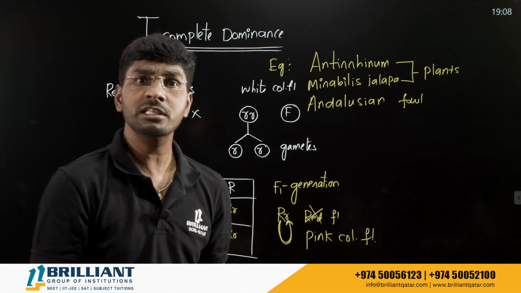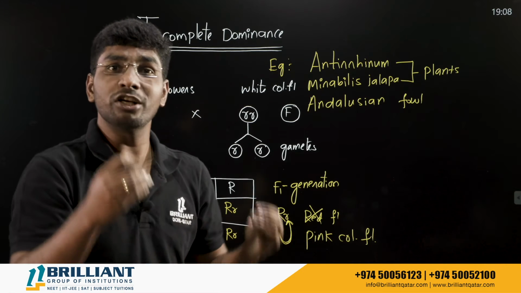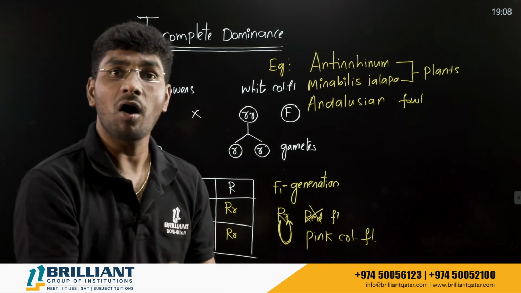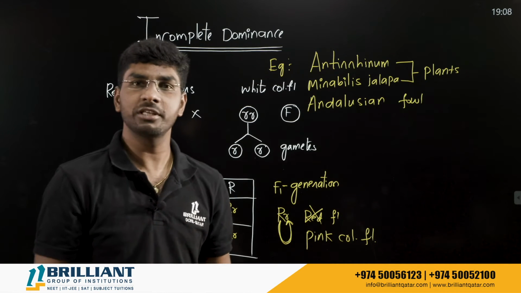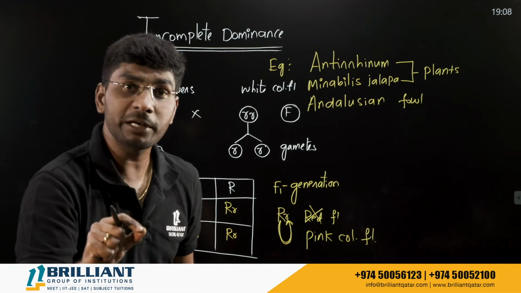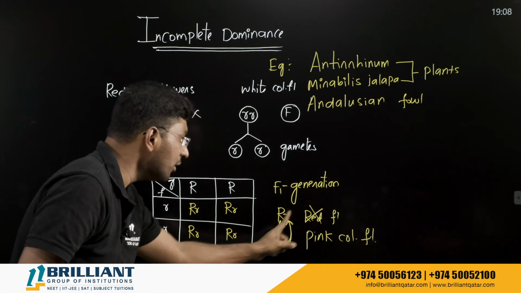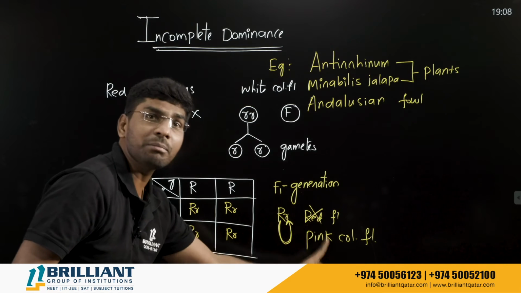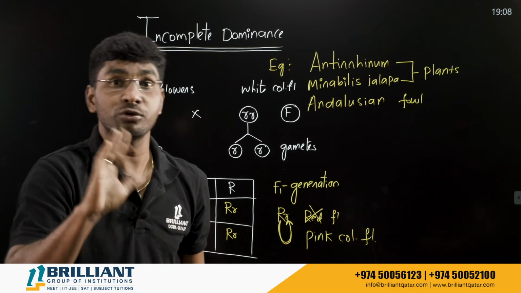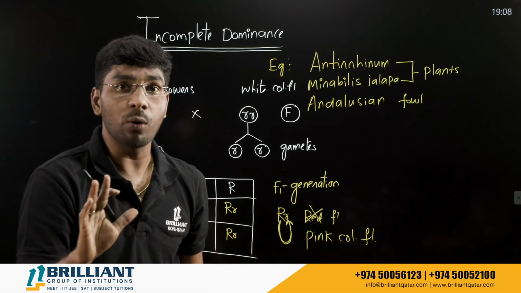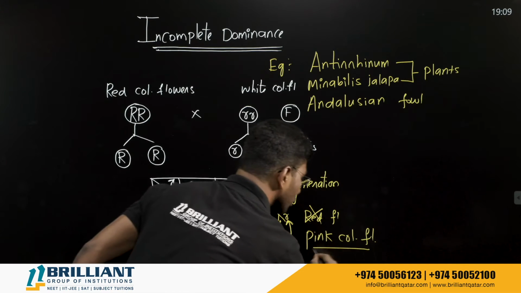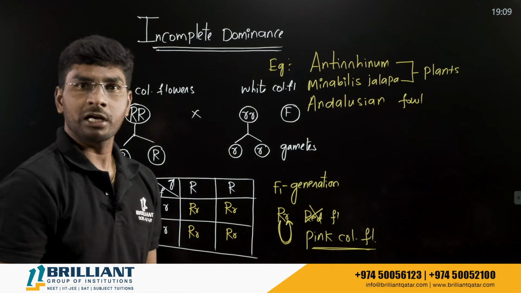So why are intermediate flowers forming, sir? Because the dominant gene R is not completely dominating the recessive gene, small r. Because of this incomplete dominance of capital R, intermediate characteristics are forming. So capital R, small r is not a red color flower now. What is it? A pink color flower. So the F1 generation shows intermediate color flowers.